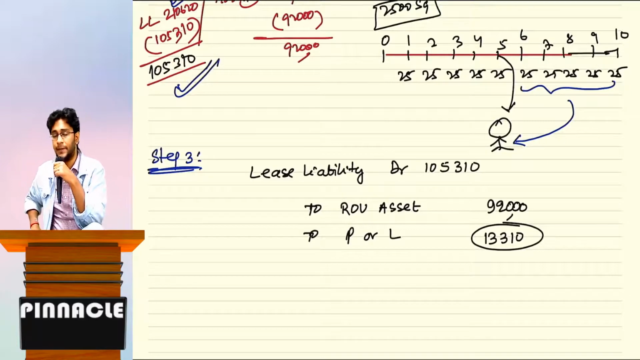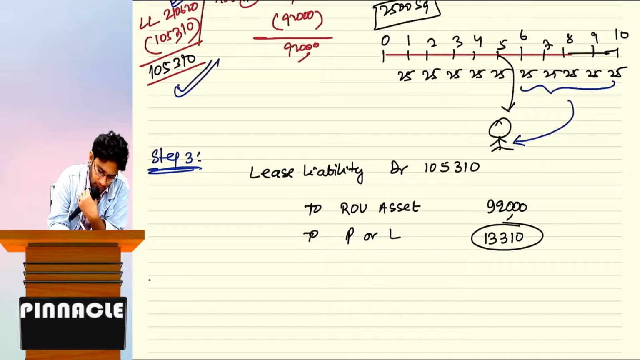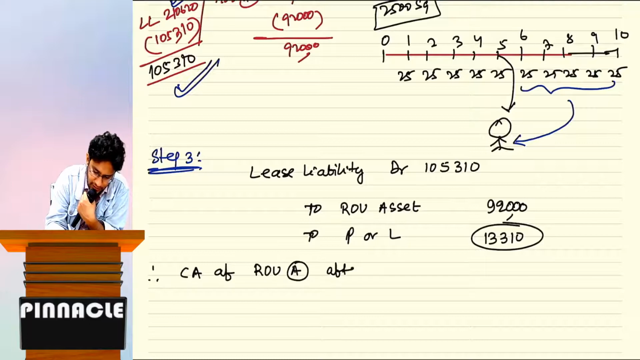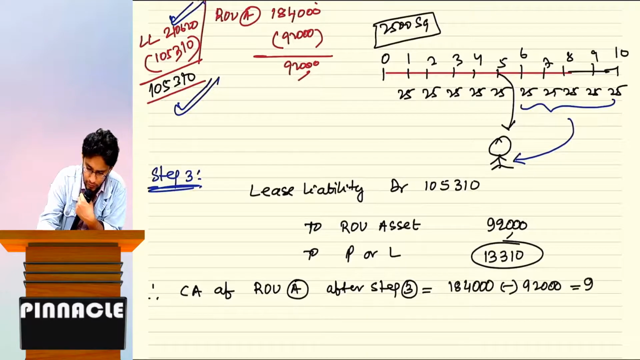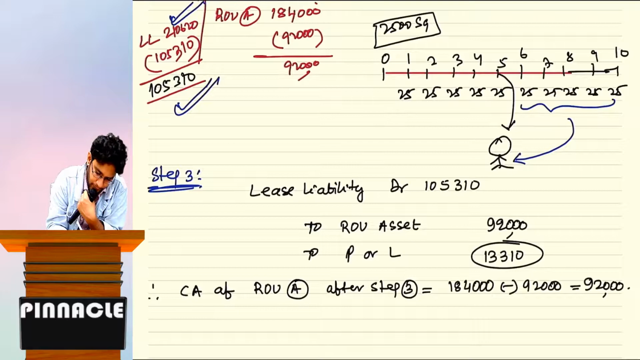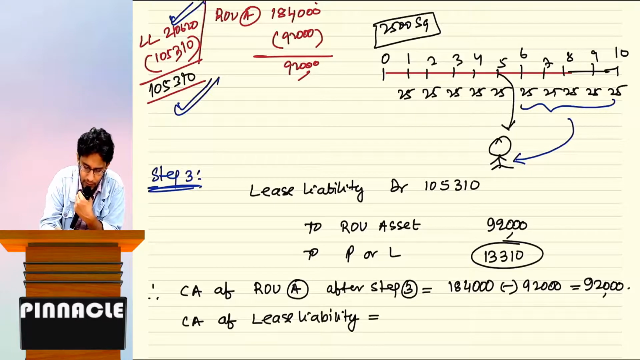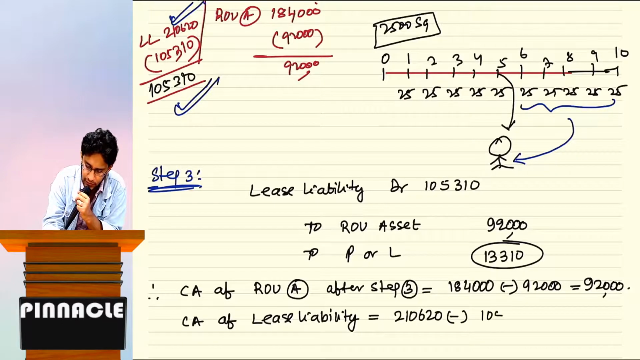Now, technically speaking, at this stage, the carrying amount of ROU asset after step 3 is equal to: year beginning 184,000 is there, just now you removed 92,000, remaining 92,000 is there. Carrying amount of lease liability is equal to: 210,620 was there, but out of that you removed 105,310, so another 105,310 is there.